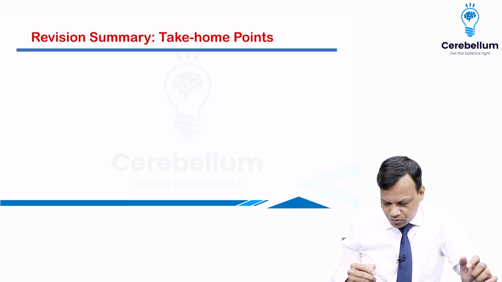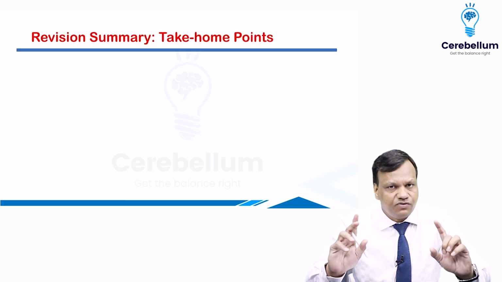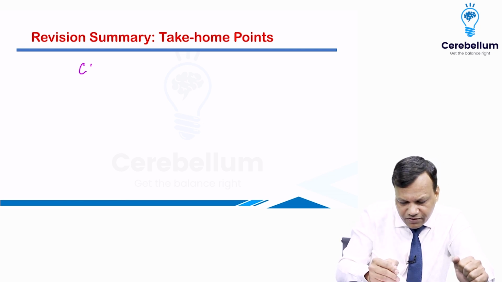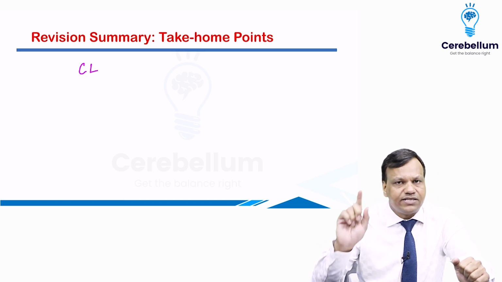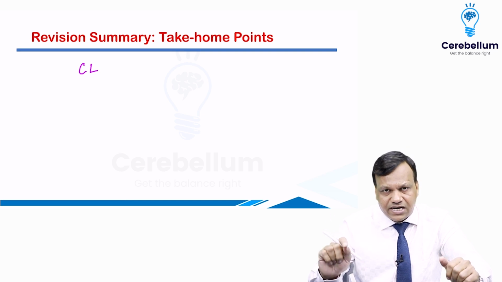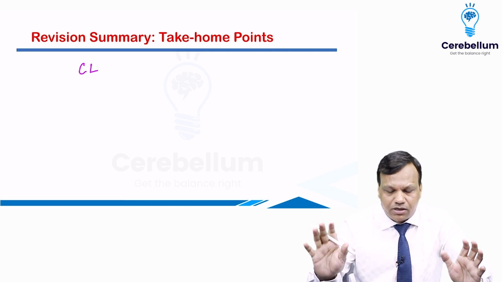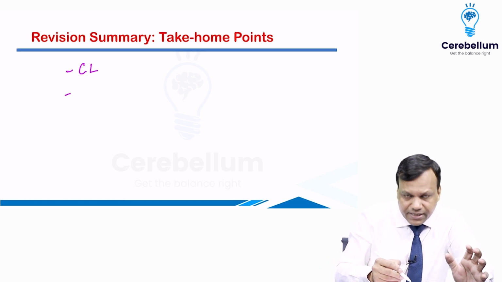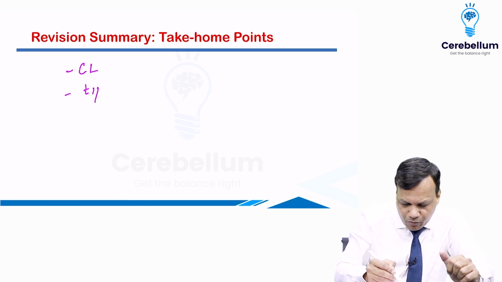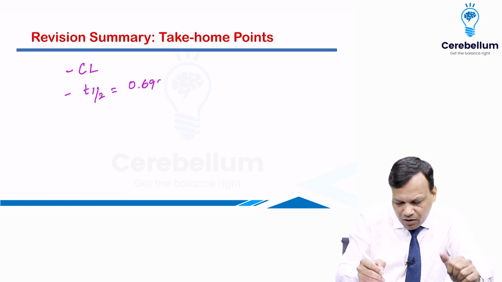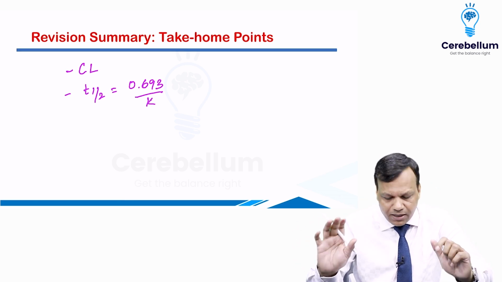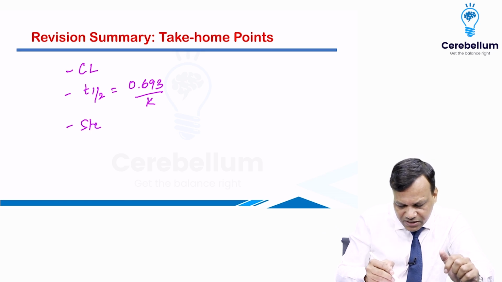Okay. So quickly we can discuss the take home points from this lecture. You need to know particularly the formula of clearance. Clearance is rate of elimination divided by plasma concentration. Also it is extraction ratio multiplied by blood flow to that organ. Then apart from clearance, you also need to know the important formula of half-life, 0.693 by K or 0.693 into Vd upon clearance.